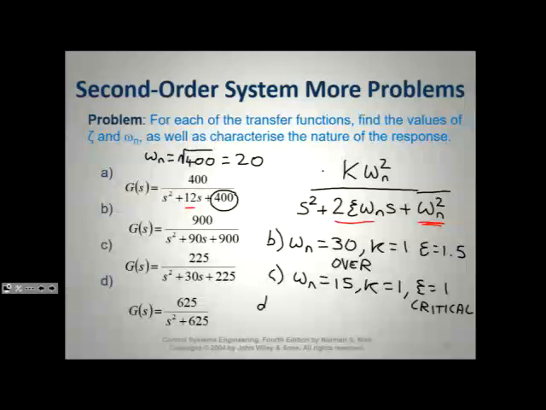Okay, and then D, omega n is 5. K is still 1. What's zeta? Zeta is 0, so what sort of system is that? It's oscillating. Oscillating or undamped. Yeah, it's got no damping. Okay, undamped. Good.